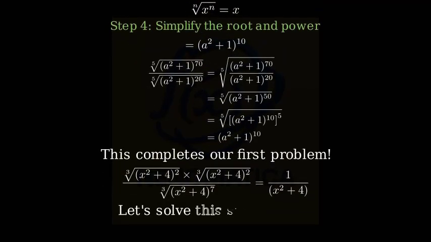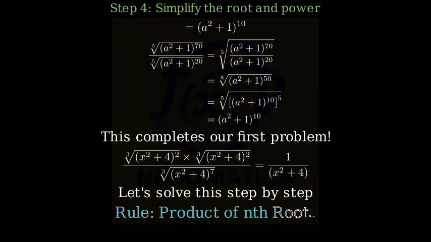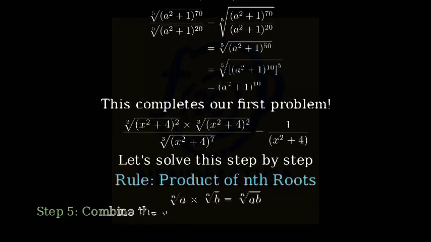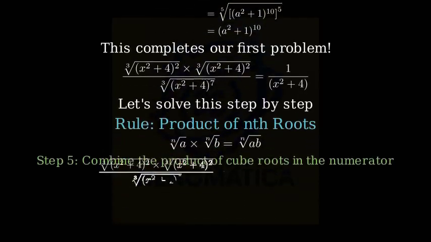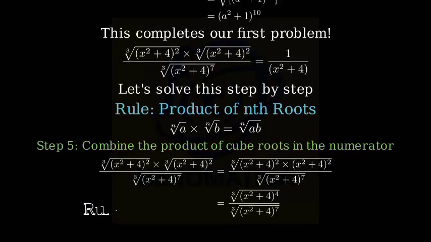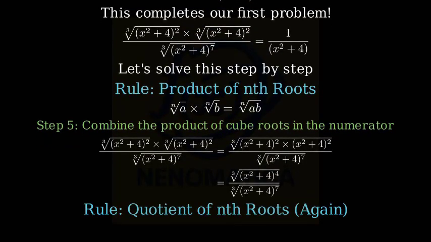We need to prove that the product of two cube roots of (x squared plus 4) to the power of 2, divided by the cube root of (x squared plus 4) to the power of 7, equals 1 over x squared plus 4. First, we'll use the product property of roots. This rule states that the product of nth roots equals the nth root of the product. So we can combine the product of cube roots in the numerator as a single cube root of the product of what's inside.